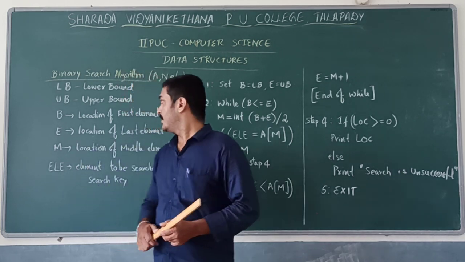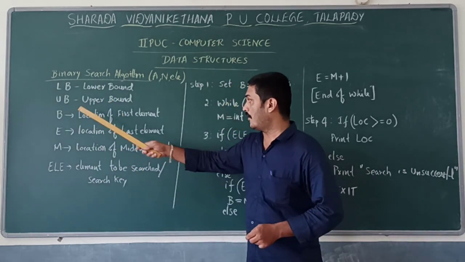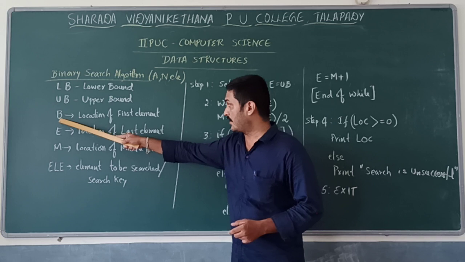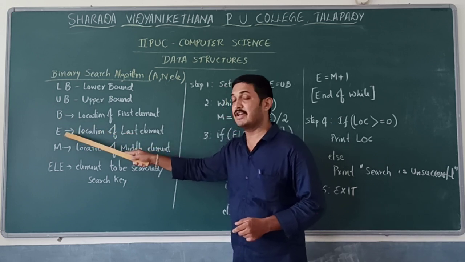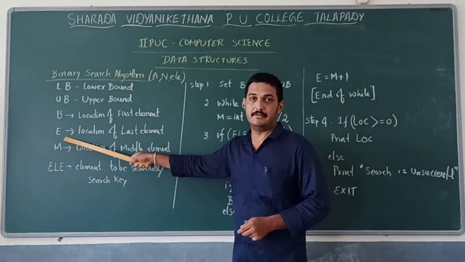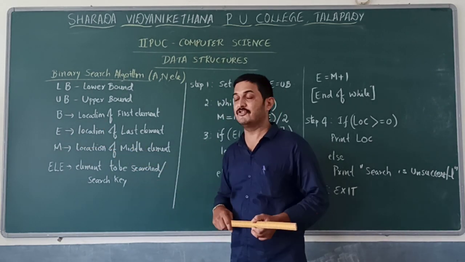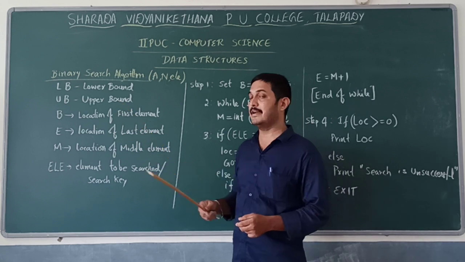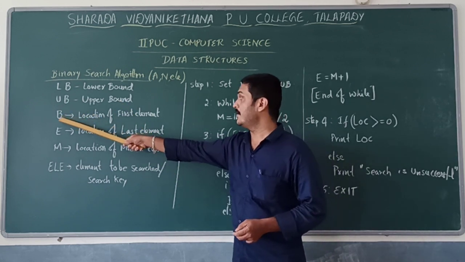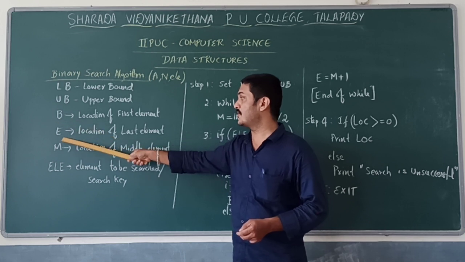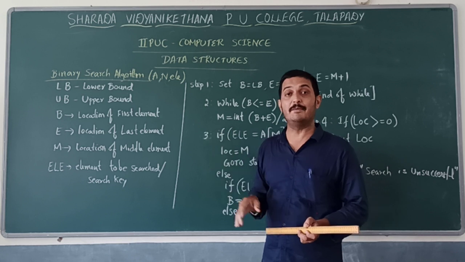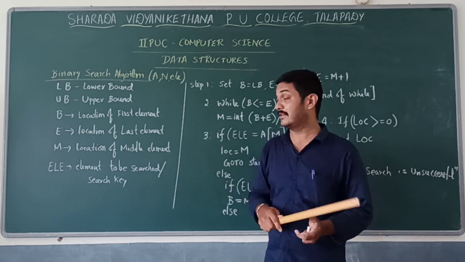We know that LB or lower bound or B is the location of the first element. E is treated as the location of the last element. B means beginning, E means end. Whenever you specify a list or array, we just have to specify the location of the first element and the location of the last element. Automatically it will consider all the elements between first and last in the array.